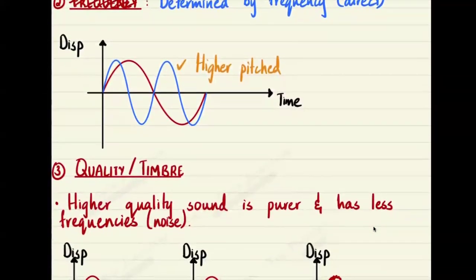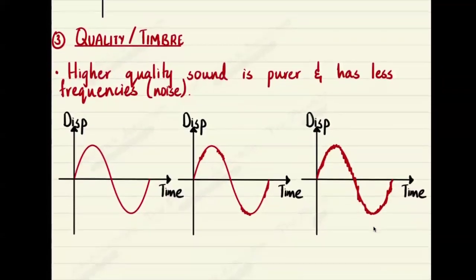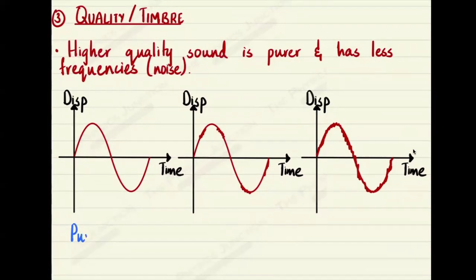The third property, which is called the quality or the timbre of sound, has to do with the idea that the higher quality sound is purer and has fewer frequencies, which is otherwise apparent as noisier. All right. So in this case, if I look at the diagram, this one is the purest possible sound, because this has just one frequency, right? Just one frequency of this major wave. But if we talk about the other ones, you have a few smaller frequencies being added on here. So we'd say this one, the number one, is the purest sound, because this has no noise.